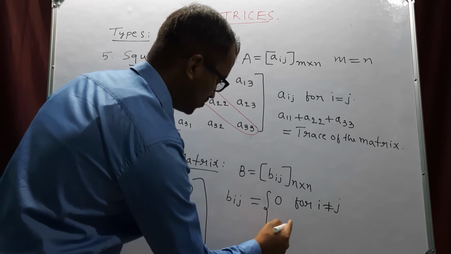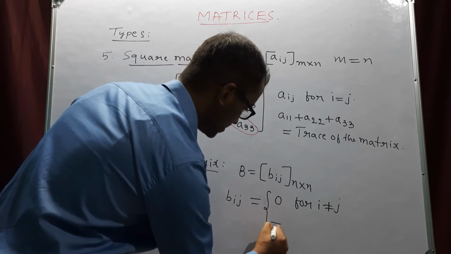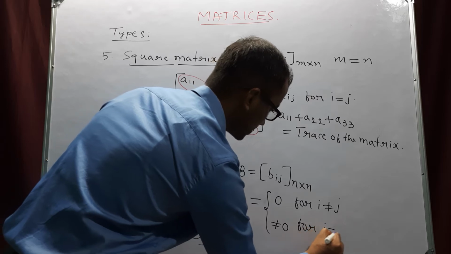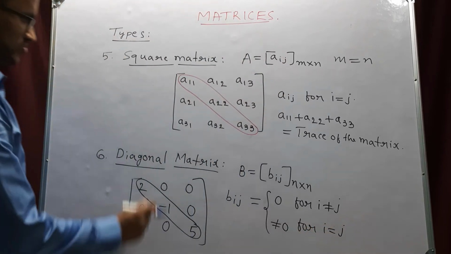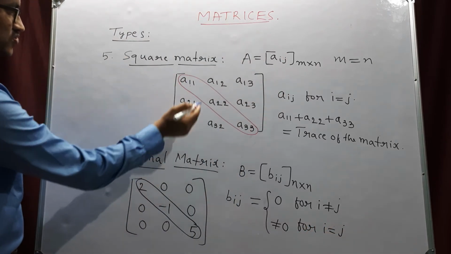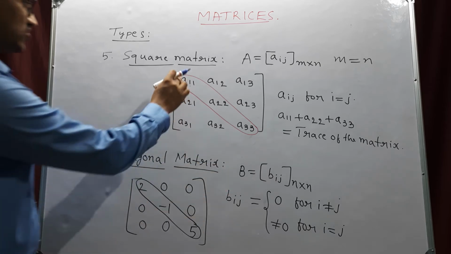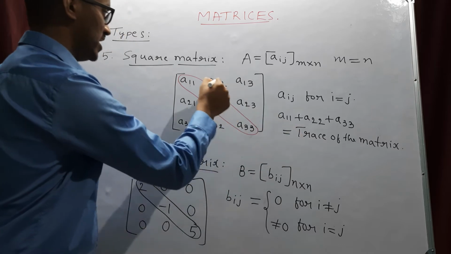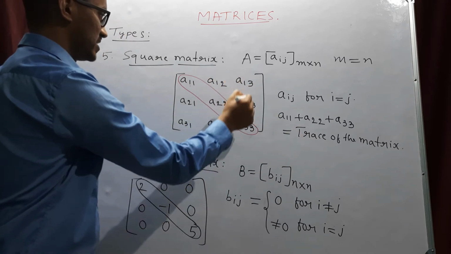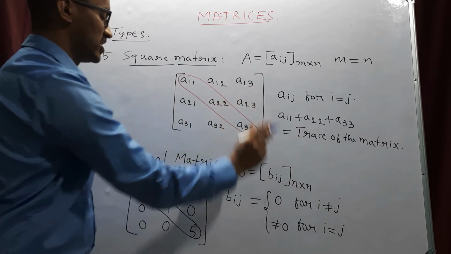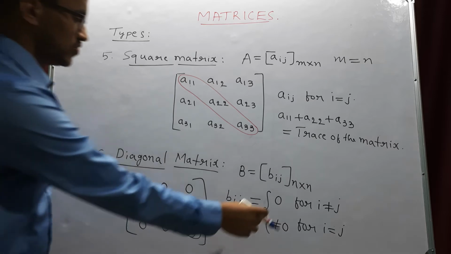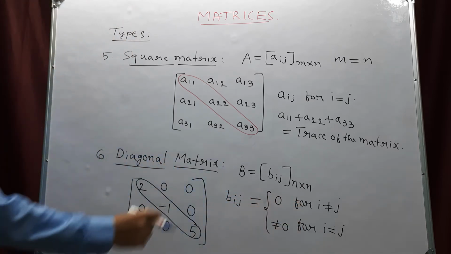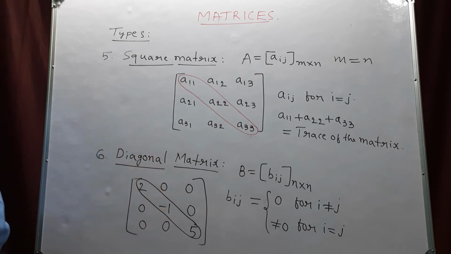and some non-zero value for i equal to j. When i equals j, this should be non-zero. Whenever i is not equal to j, the value of that element should be 0. So we call it a diagonal matrix.